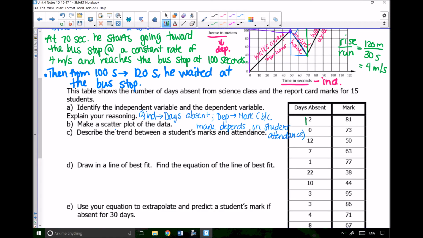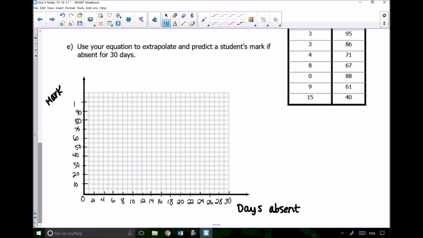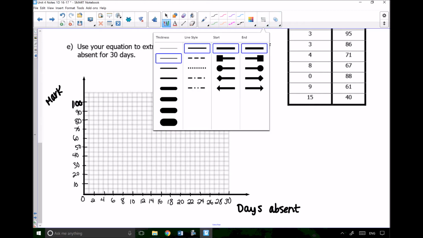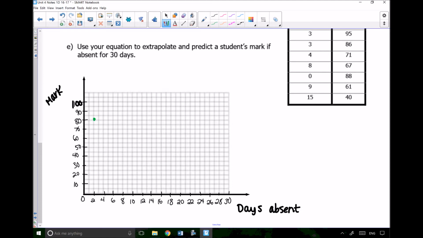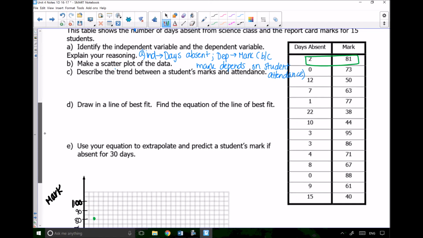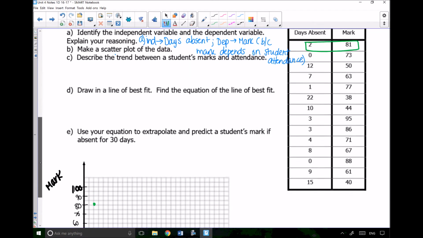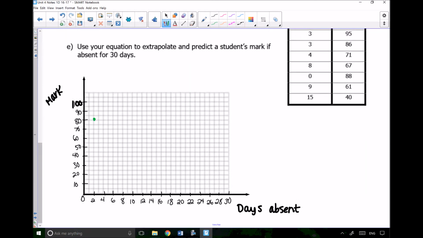Okay, now since our first person was absent for 2 days and got a mark of 81, I'm going to go to my graph right here, sorry, we want to make this 100. I'm going to go to my graph here, and I'm going to say 2 days absent will go with an 81 as a mark right here, and I'll put a dot there, okay? The next one that we have in our chart is that 0 days absent, the person got a 73 in the class. So I'm going to say 0 days absent, I'm going to go to 73, and that's where my mark is going to be.